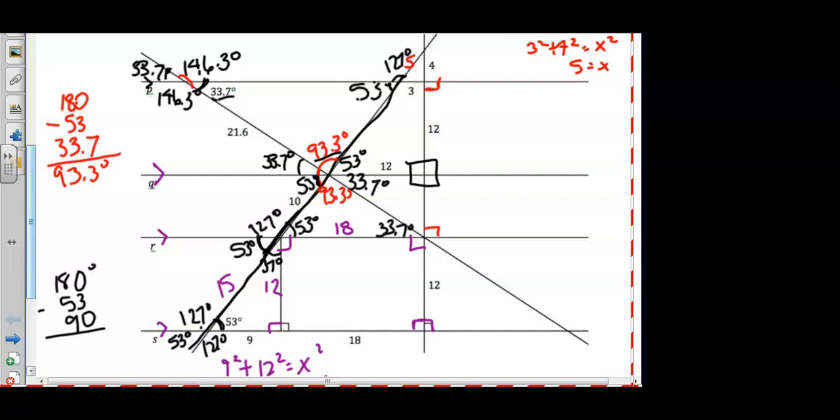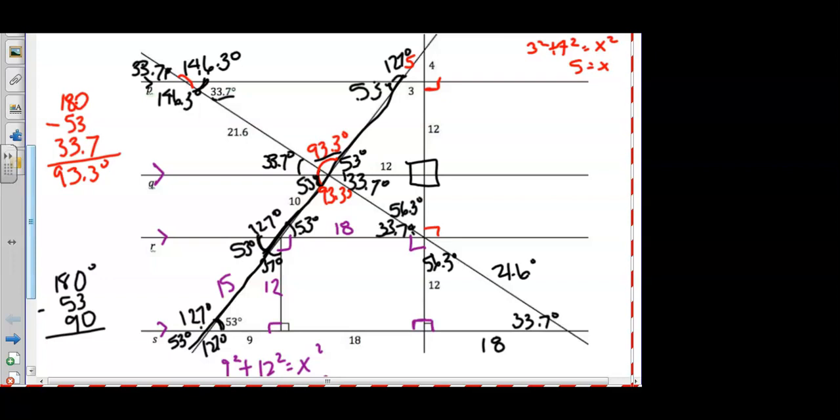So we have two ways to find that. You can add the 53 and the 93.3 and subtract it from 180, or because they're parallel lines, we have alternate interior angles. So I'm going to finish filling these in. We did go through all of them in class, using our knowledge of the triangle sum theorem, using our knowledge of Pythagorean theorem, our prior knowledge on alternate interior angles, alternate exterior angles. So let's see what else we're missing.